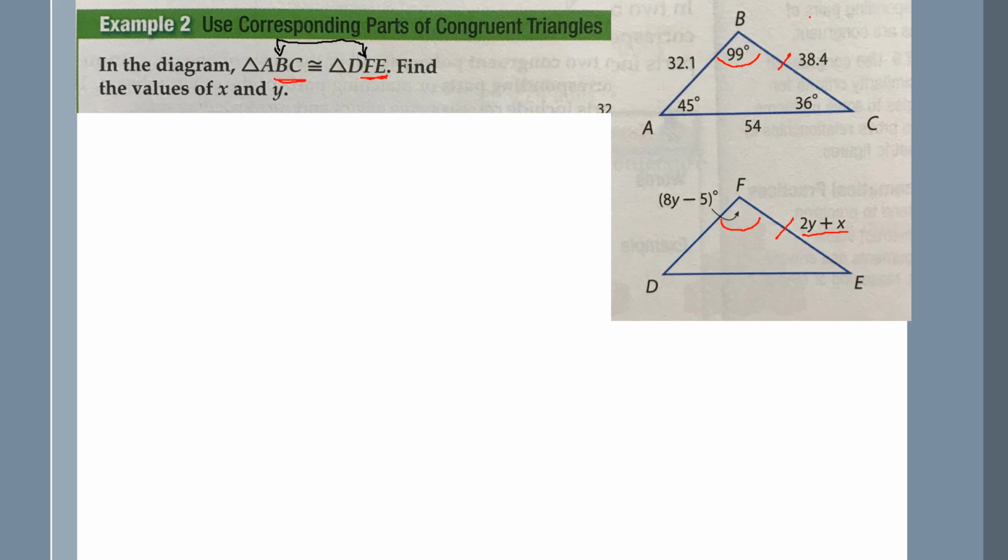So I'm going to say that 8y minus 5 equals 99. Now we're just going to take this concept and do some algebra. So we're going to add 5 to each side here.